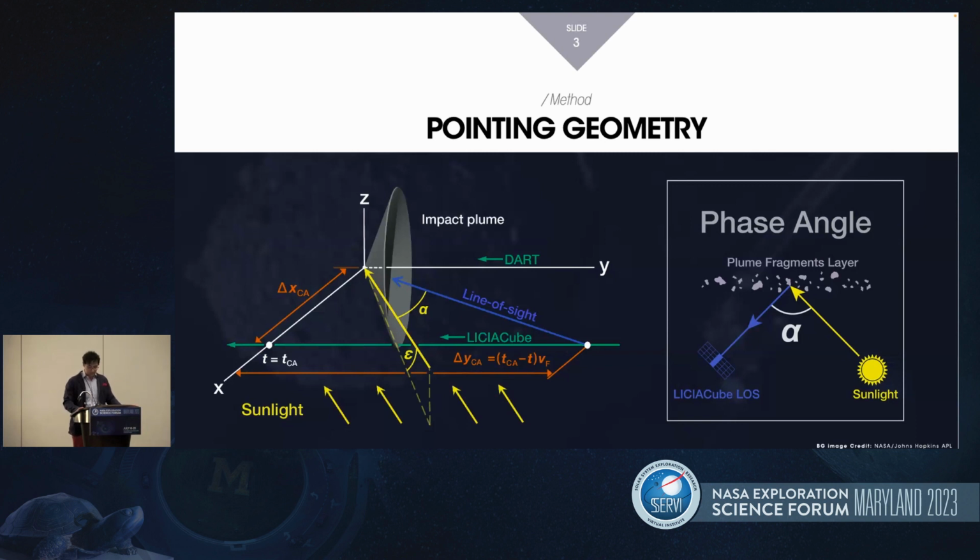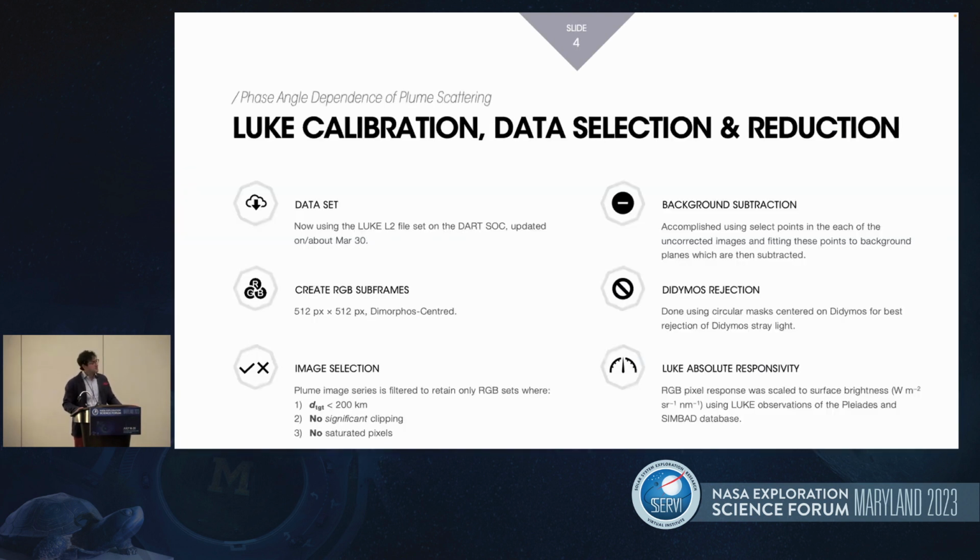Next slide, please. So we have to do a bit of data reduction. This is a quick overview slide. Now, there are some issues with the data set from the LUKE imager in that it's not fully calibrated, and so we have a responsivity number that we need to turn into radiances. So I'll go a little bit into all that now.